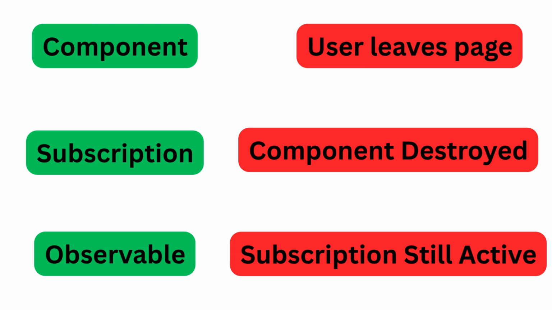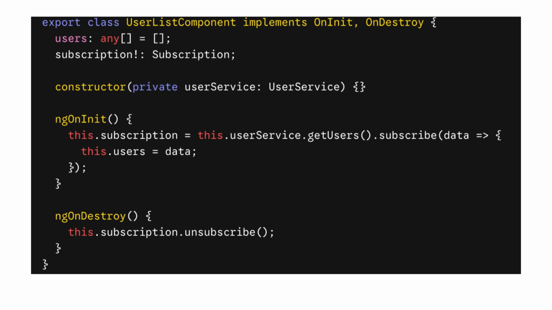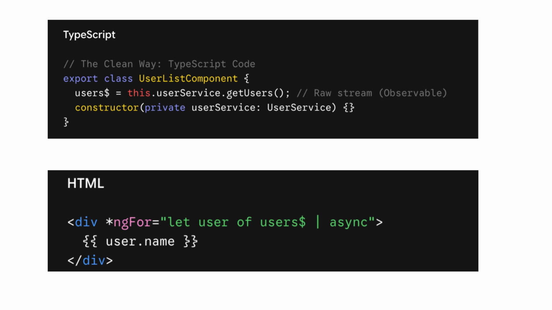Since something is still listening, JavaScript cannot completely remove this component from memory, and this is called a memory leak. To fix this manually, we need to store the subscription, then implement ngOnDestroy, and finally call the unsubscribe method. This works, but imagine doing this in every component. It's very repetitive and very easy to forget, and that is why we use the async pipe.